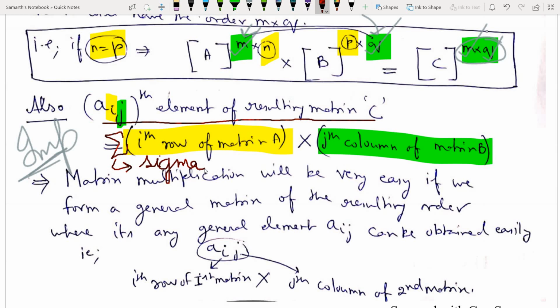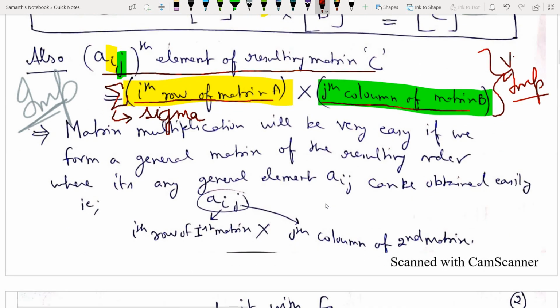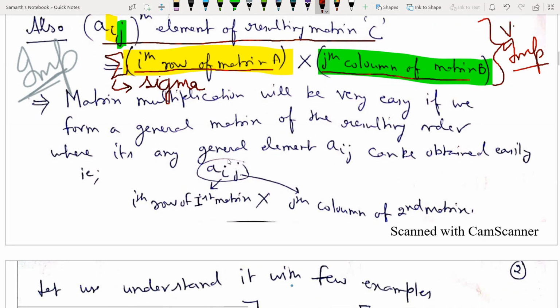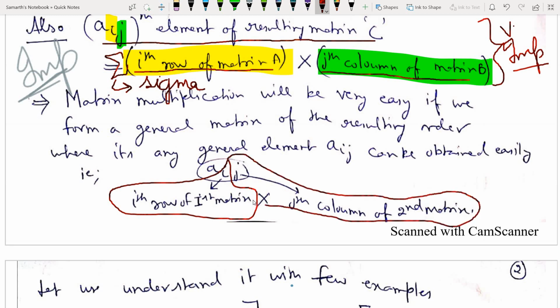Okay, the ith row of the first matrix is multiplied by the jth column of the second matrix. So over here you have to just remember, matrix multiplication will be very easy if we form a general matrix of the resulting order. Any general element is Aij, and it can be obtained as the ith row of the first matrix multiplied by the jth column of the second matrix.